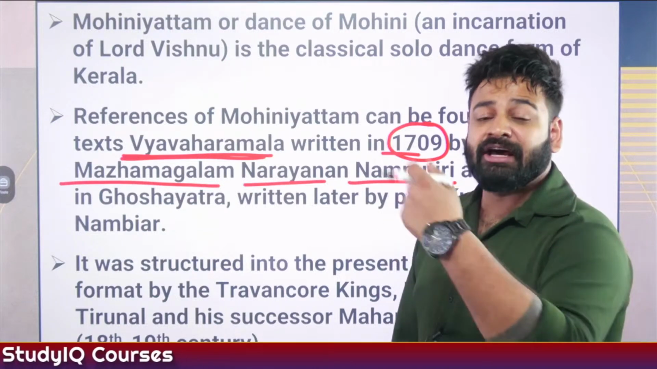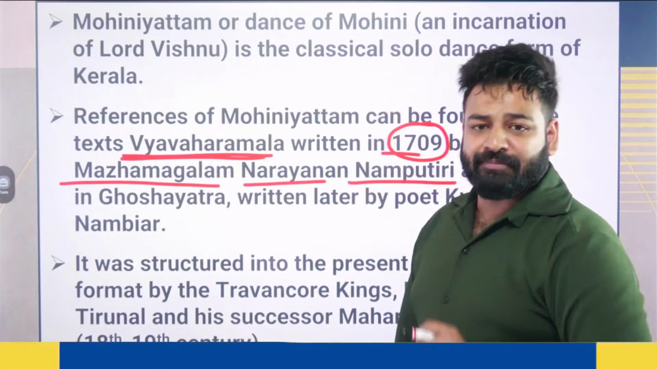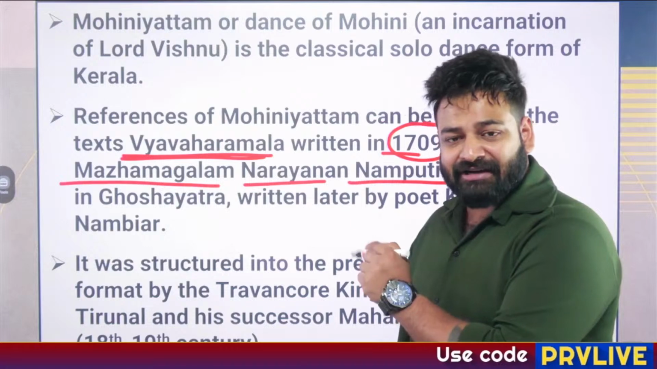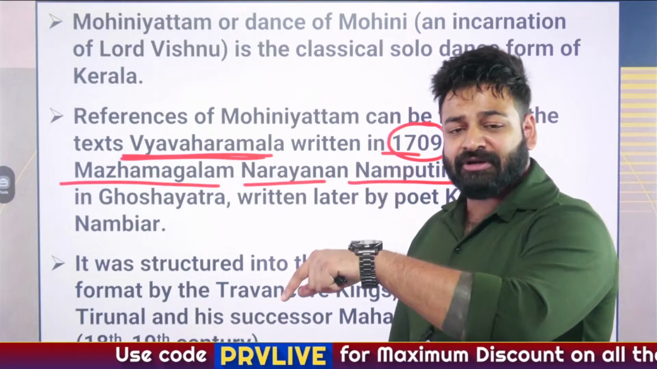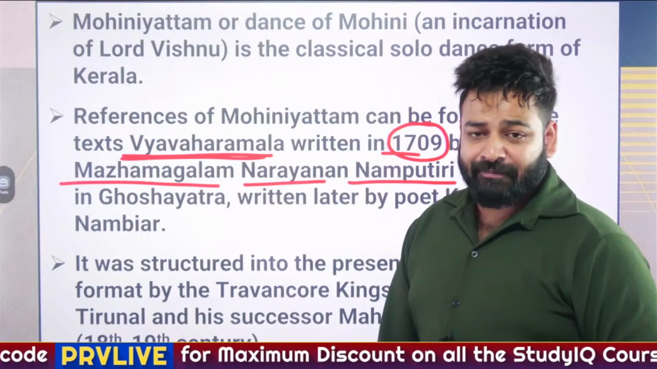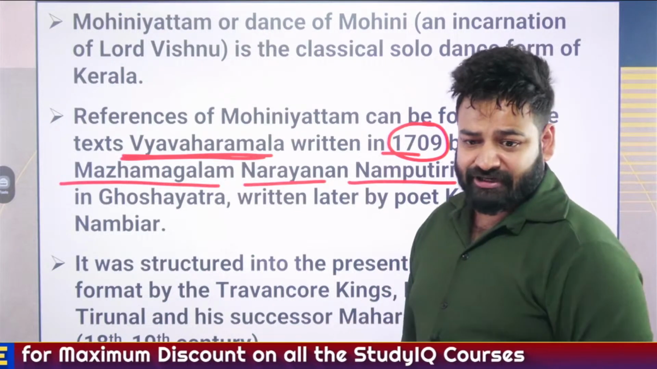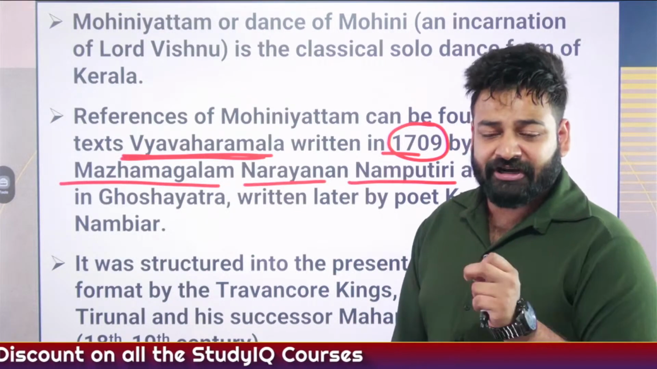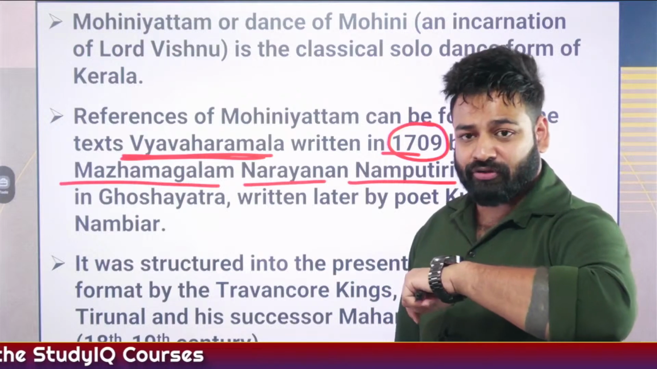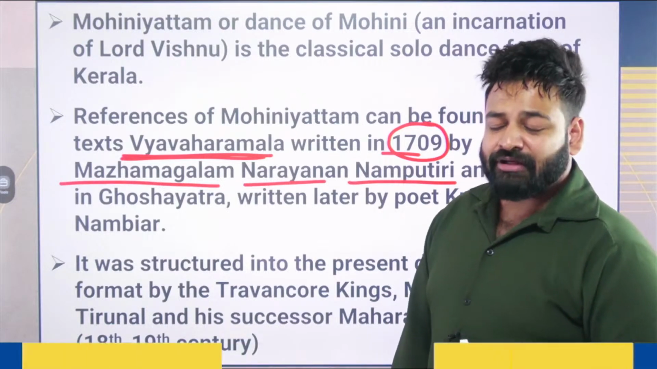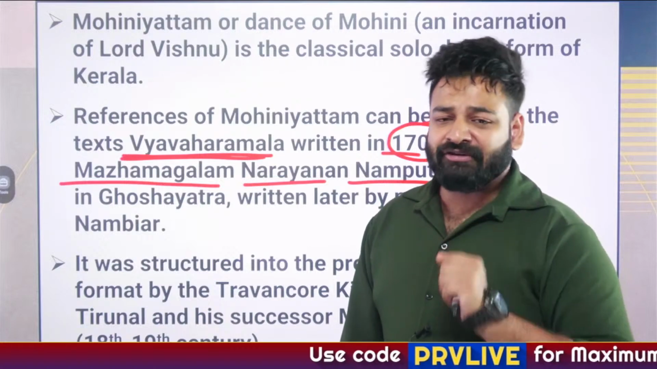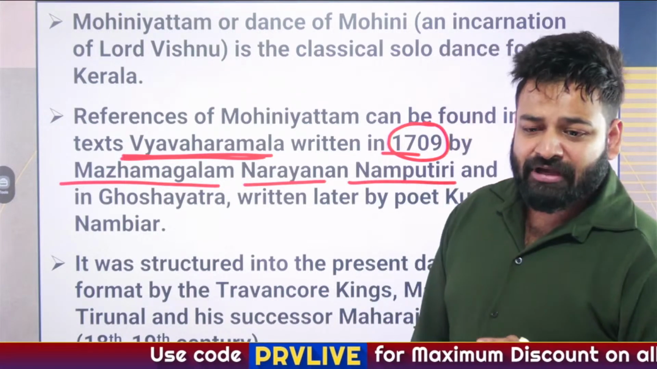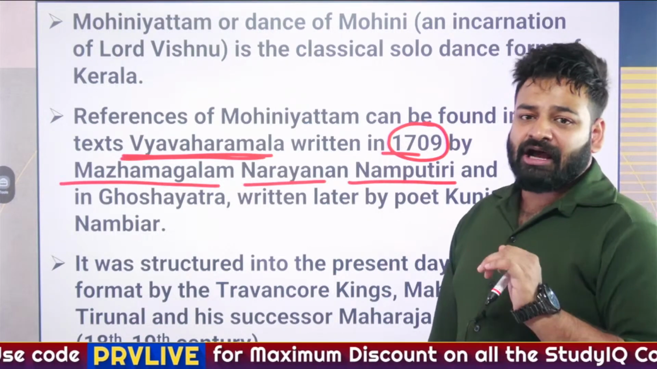Like for example, yesterday, Bharatnatyam. The book Abhinay Darpan by a personality named Nandikeshwara. He wrote the book Abhinay Darpan, in which we have ample information about the dance Bharatnatyam. In the very same sense, when it comes to the dance of Mohiniyattam, we have the book Vyavahar Mala, written in the year 1709 by another wonderful personality. What's his name? Mazhamangalam Narayanan Namputiri.